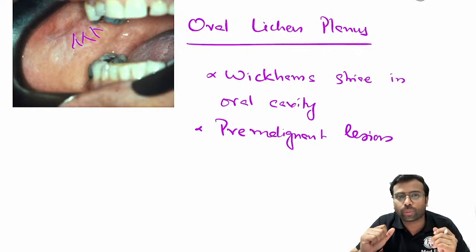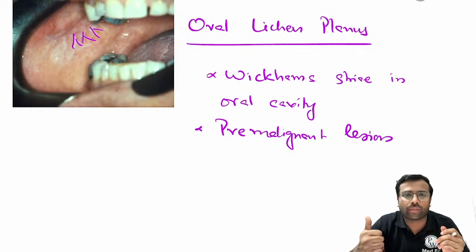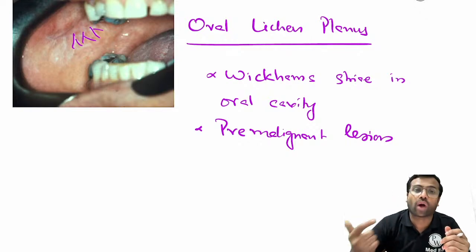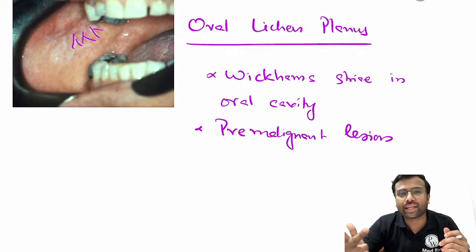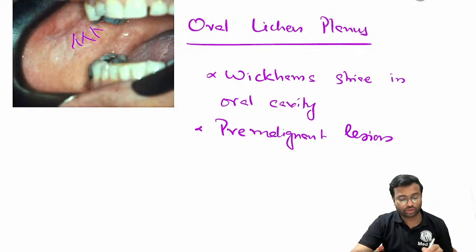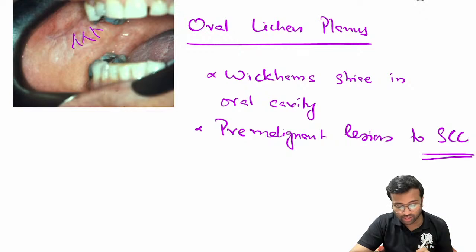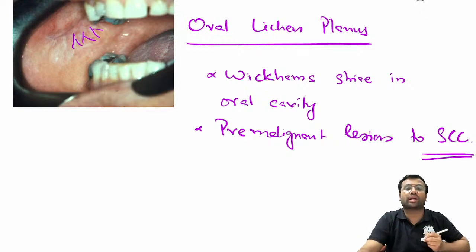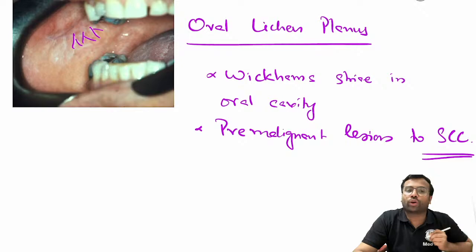Is the patient going to be at the risk of an adenocarcinoma? Is the patient going to be at the risk of a squamous cell carcinoma, malignant melanoma, basal cell carcinoma? What is it? Very good, Shiv. So this is a pre-malignant lesion to squamous cell carcinoma. This is very important for all oral lichen planus. So please do mention this answer whenever you are writing any answer about oral lichen planus.